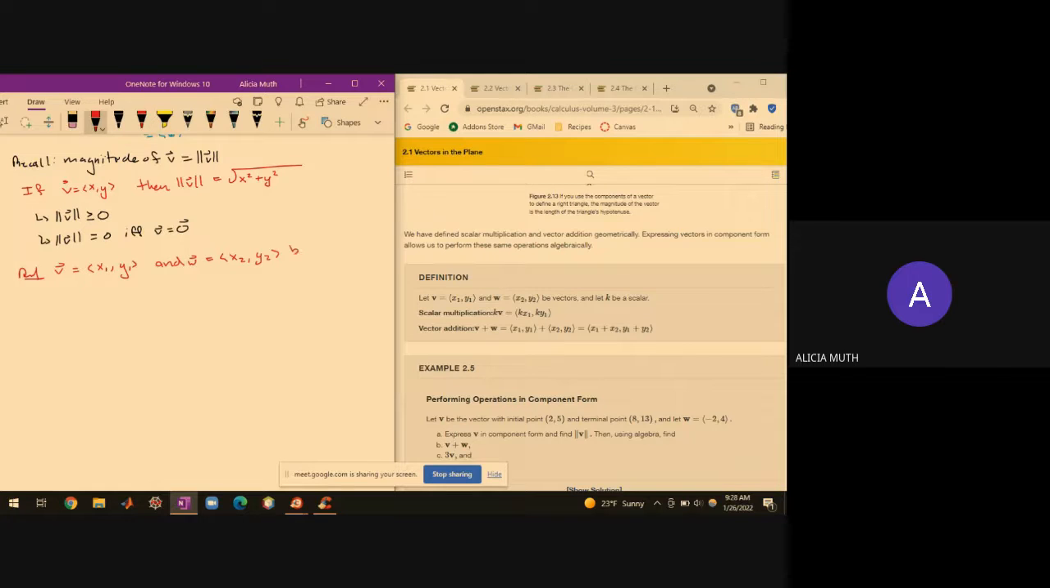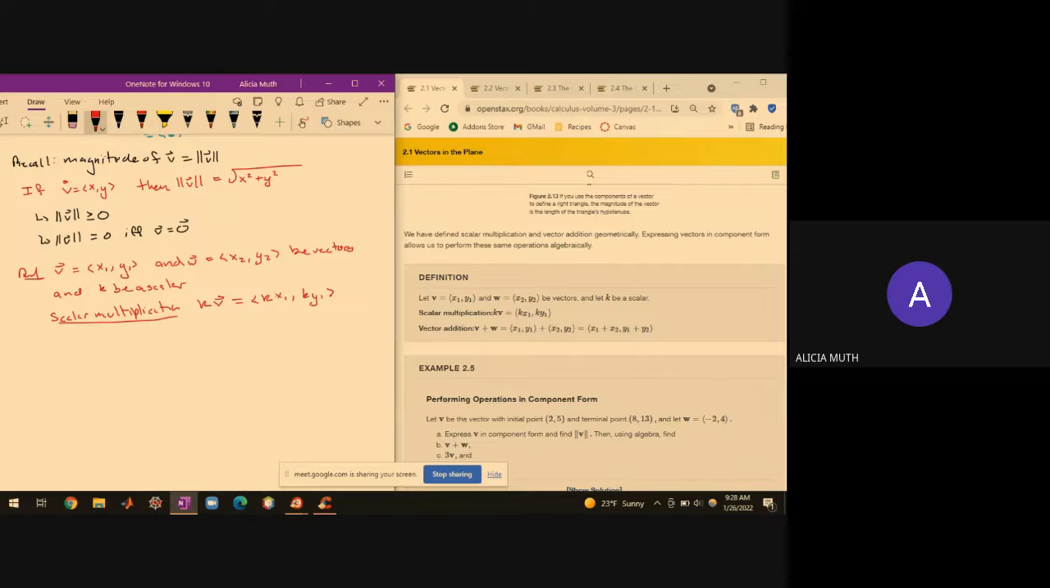These are vectors, and let k be a scalar, right? That just means it's any real number. Then, scalar multiplication. We've already said it's written kV, right? And so now we have a formula. We're just going to multiply k by our x coordinate, and then multiply k by our y coordinate.